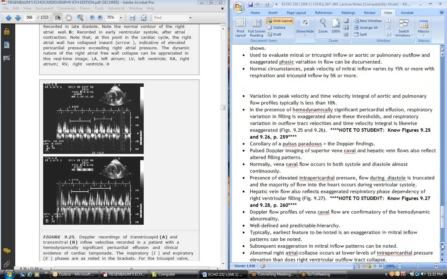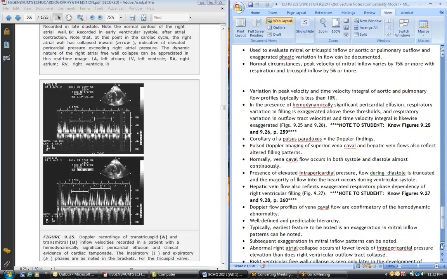Pulse Doppler imaging of the supravena cable and hepatic vein flows also reflects abnormal filling patterns. If you can get the Doppler inflow variation as well as right ventricular diastolic collapse with M mode and/or 2D, most labs, I don't know of a lab that goes to the extent of looking at SVC and those type of flows. But you do need to be aware that venal cable flow occurs in both systole and diastole almost continuously, but with the presence of interpericardial pressure increases, flow during diastole is truncated.